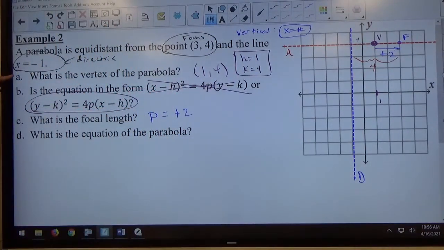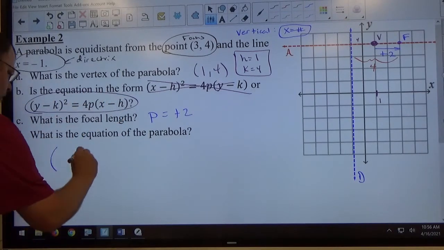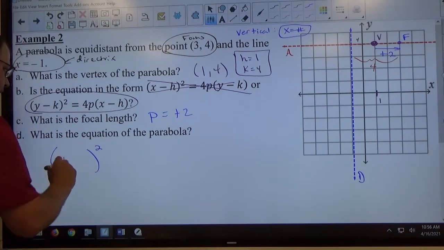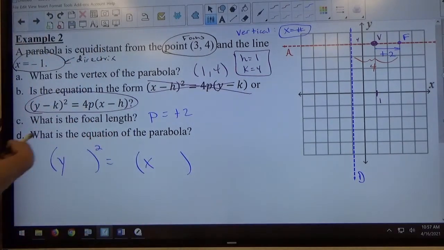So I know the vertex, I know the focal length, and I know the proper structure. Once I know all those things, now I'm ready to write the answer. So I'm going to write it in this exact order. Something squared with y in it equals something times x minus something, right? So that part's always the same once I've established standard form, whichever I'm going to use.